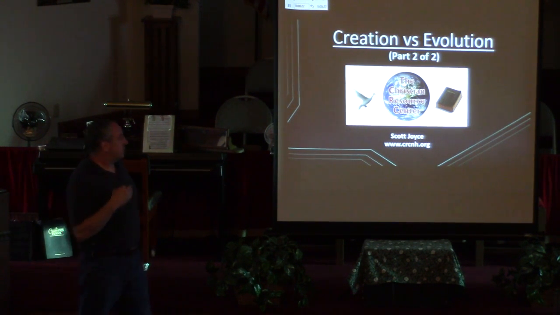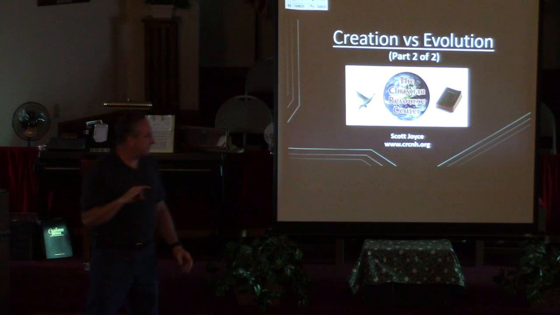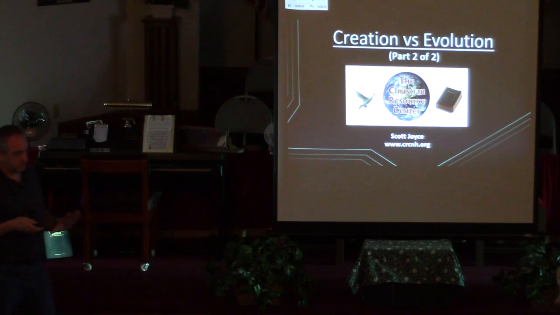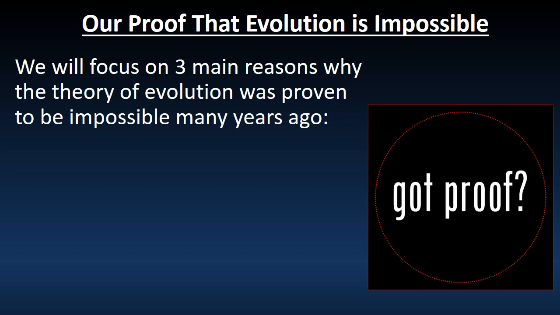You might have heard these before, but there's three main things we're going to do here. So let's just jump right in. We're trying to prove that evolution's impossible. We're going to focus on three main reasons why the theory of evolution was proven to be impossible many years ago, decades actually.